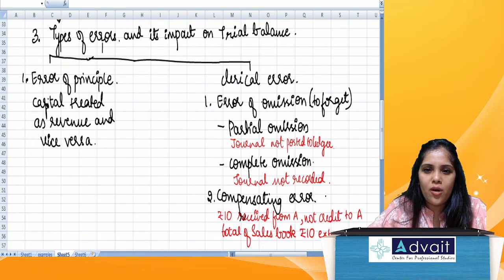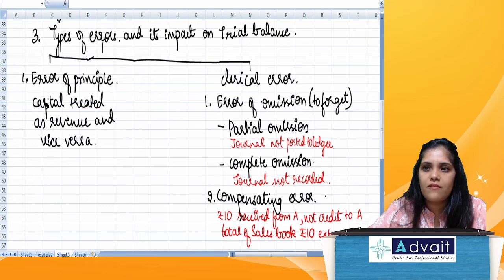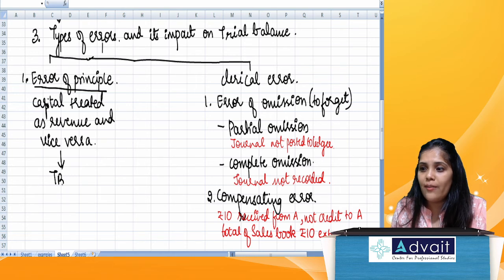Now, one minute, can you stop writing, everybody? Okay. Now think and tell me, whenever you make an error of principle, that is, instead of debiting machinery, you debited purchases, is it a two-sided error or a one-sided error? Yes, two-sided, everybody. So in that case, will my trial balance tally or not tally? If it is a two-sided error, will it tally? Yes. So if it is an error of principle, can I say the trial balance will tally?